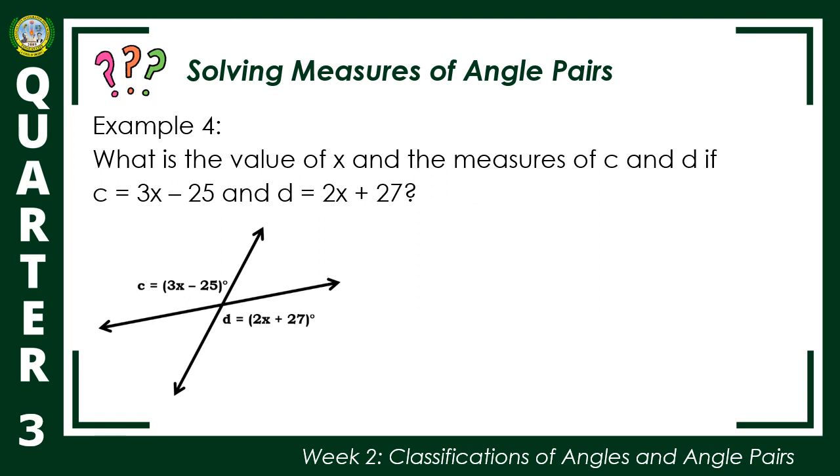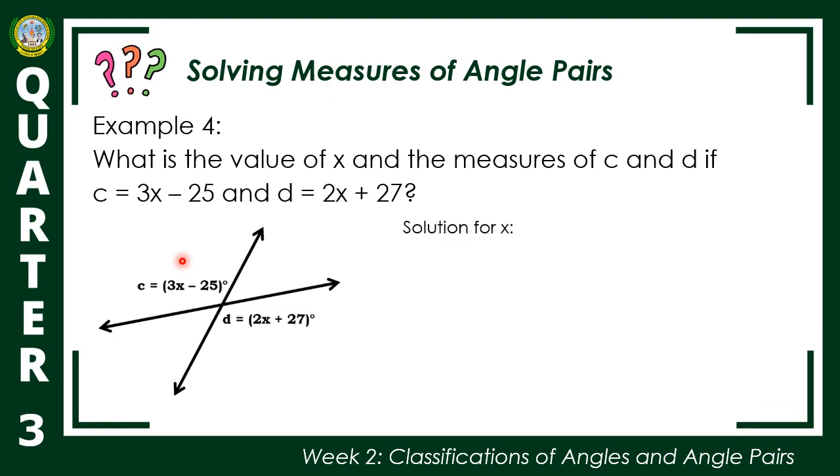Example number 4. What is the value of x and the measures of c and d if c is 3x minus 25 and d is 2x plus 27? Again, the first thing to do is to analyze the relationship of the given angles. So, ito po yung given angles natin, magkabaliktaran sila. At ano nga ba ulit ang relationship niyan? Okay? So, yung dalawang angles po ay vertical angles. And if they are vertical angles, then that means that the measurements are equal.